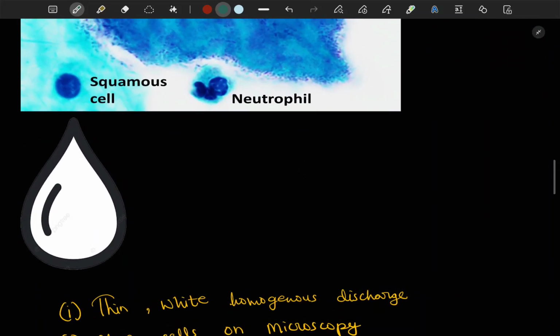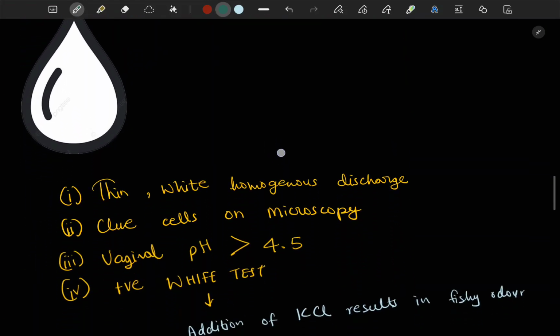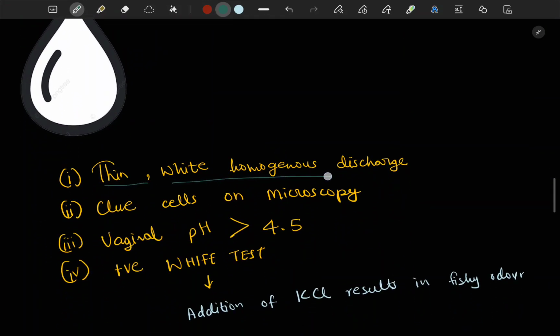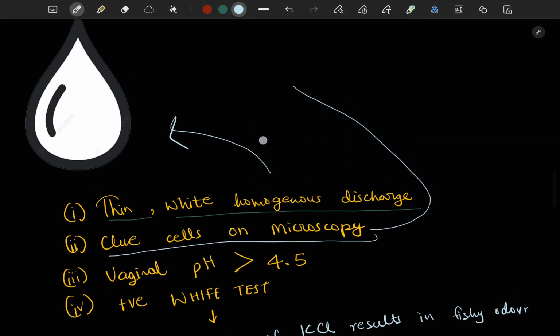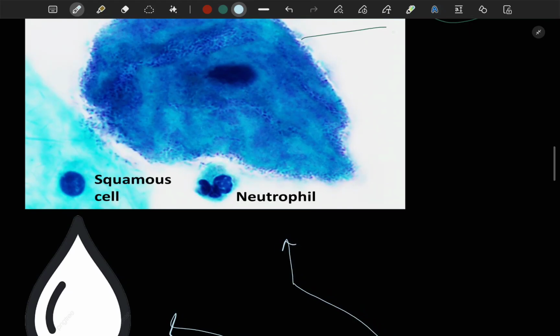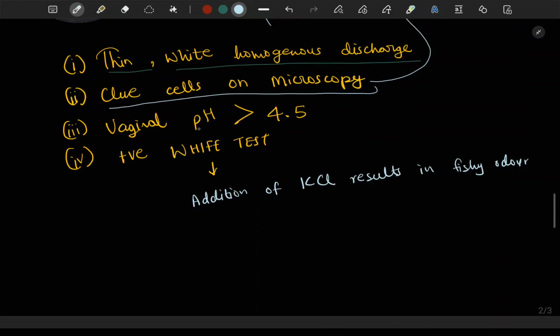And this one also, a white drop. Basically what it means is a thin white homogeneous discharge, which you can already see here. And the next we have got the clue cells on microscopy, which you can see here. So yeah, these are the clue cells. And the vaginal pH of more than 4.5. At least 3 of these should be positive.